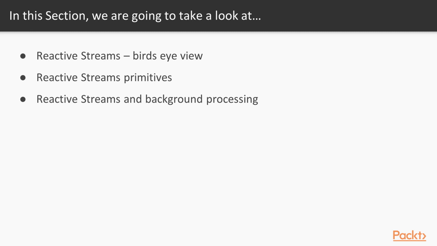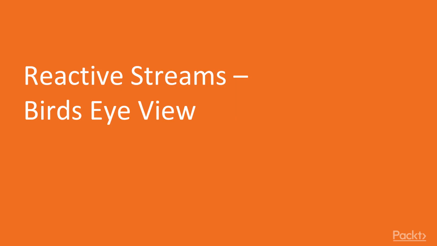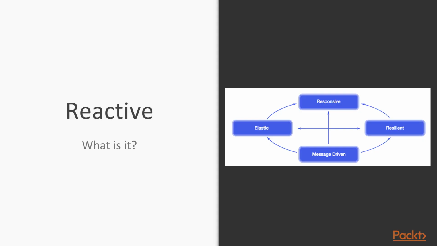And of course, in order to apply reactive approach to our applications, we need to understand how to process data in a reactive way. And of course, we need to bridge reactive world with the blocking one. Okay, let's start from the bird's eye view on the reactive streams. Reactive is a modern paradigm for software engineering.